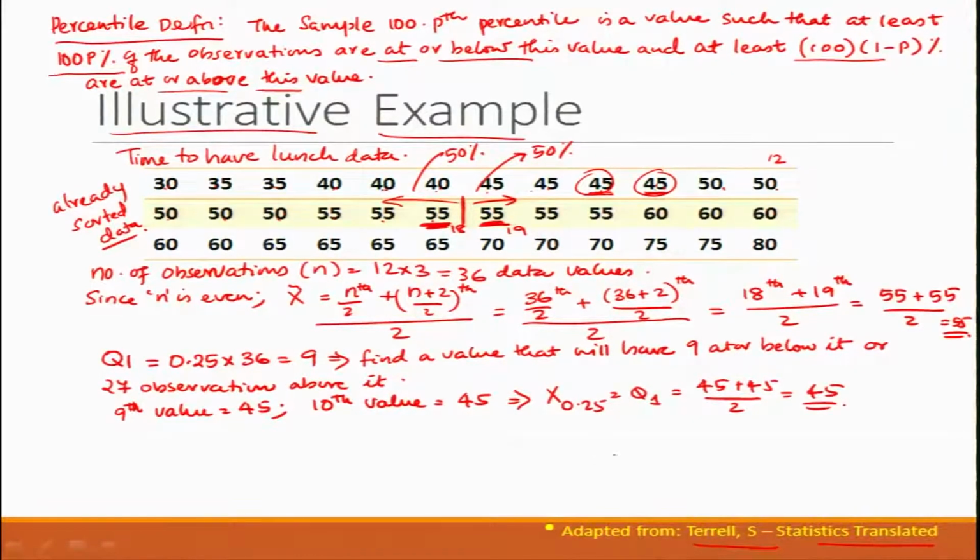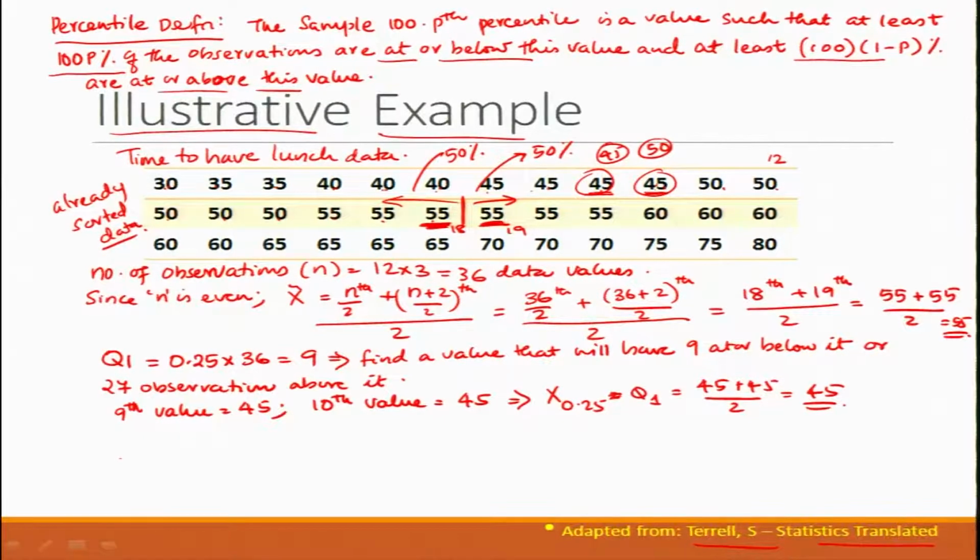In software packages like R, if these values were, say, 45 and 50 instead of 45 and 45, it would interpolate between them correctly. But in our case we will just take the average.